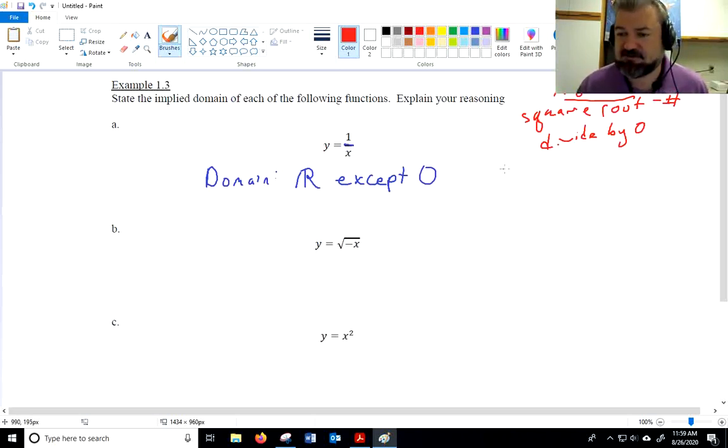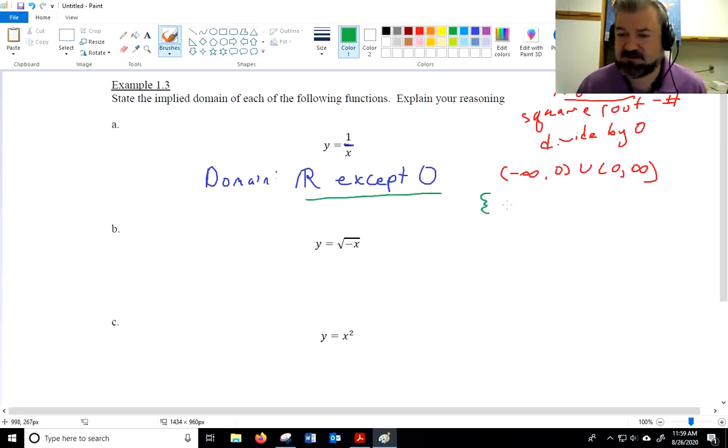There are a couple other ways I could state the answer. I could say negative infinity to 0, union 0 to infinity. Notice that I did not include the 0. There's a parenthesis, so this is all real numbers except 0. But I think that's easier, right?